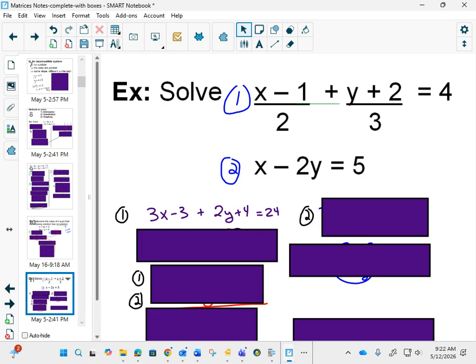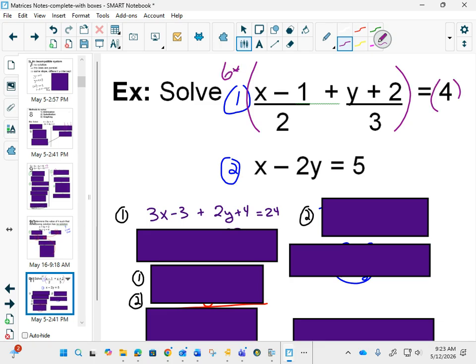First thing I would do is I would get rid of my fractions. If you've got fractions like this, can you see that you could multiply this whole side by 6 and this whole side by 6? Why did I choose 6? Well, 6 would get rid of the 2 and 6 would get rid of the 3.